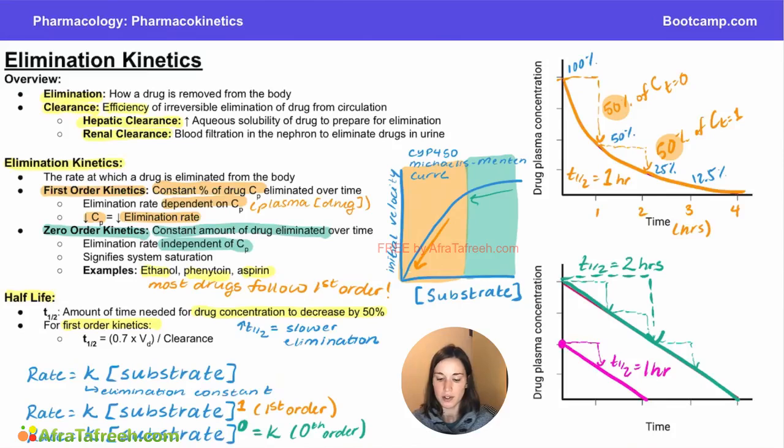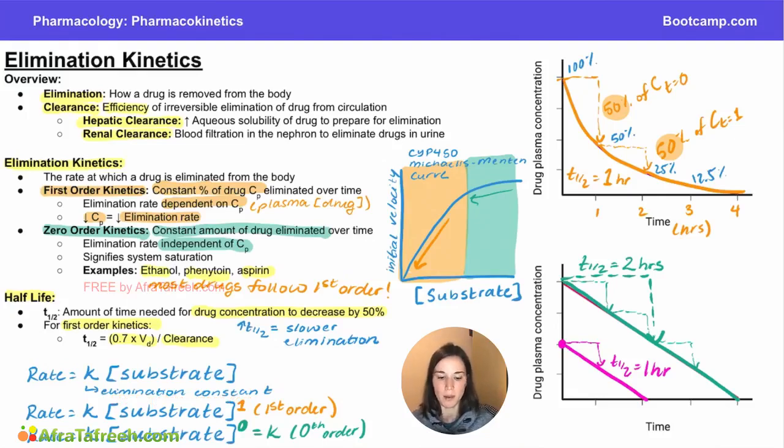Going back to first-order kinetics, since that's how most drugs are eliminated, the half-life for first-order kinetically eliminated drugs can be calculated if you know the volume of distribution and the clearance. And the formula for this is the half-life is equal to the product of 0.7 and the volume of distribution divided by the clearance. Deriving this formula requires some calculus and is outside of the scope of the Step 1 exam, but calculations using this formula do come up, so it is worth memorizing.